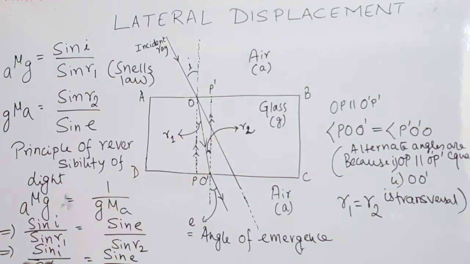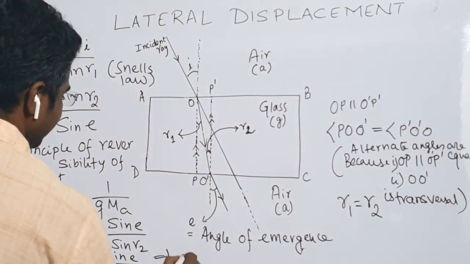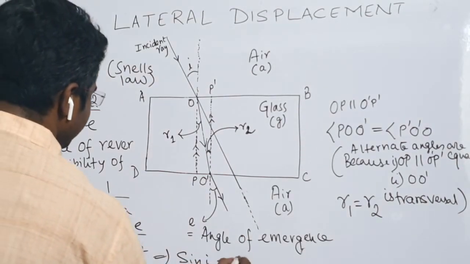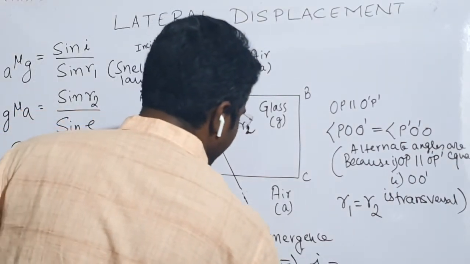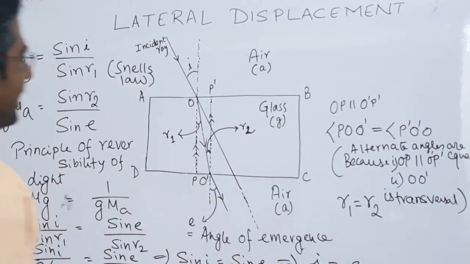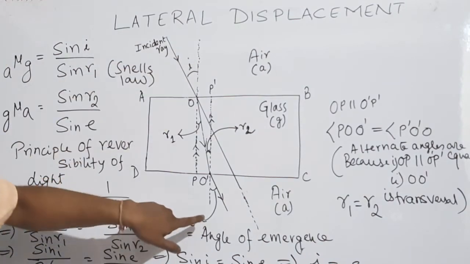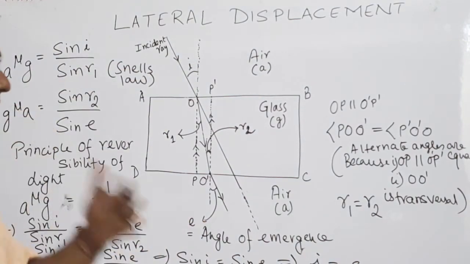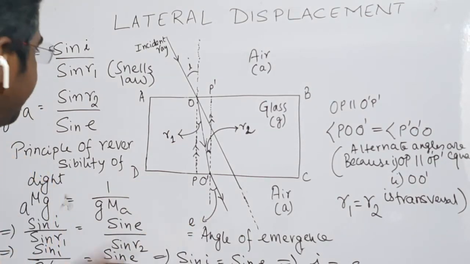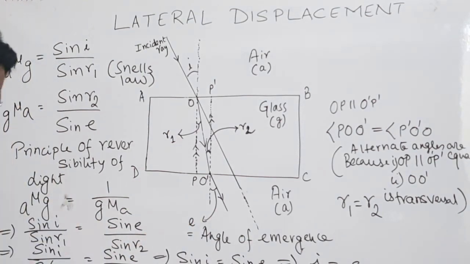This one and this one will cancel out and we'll get sin I is equal to sin E, and hence we can get I is equal to E. That is, angle of incidence and angle of emergence are equal, proved by mathematics. I have not just said it to you. This is proved by mathematics. Okay.